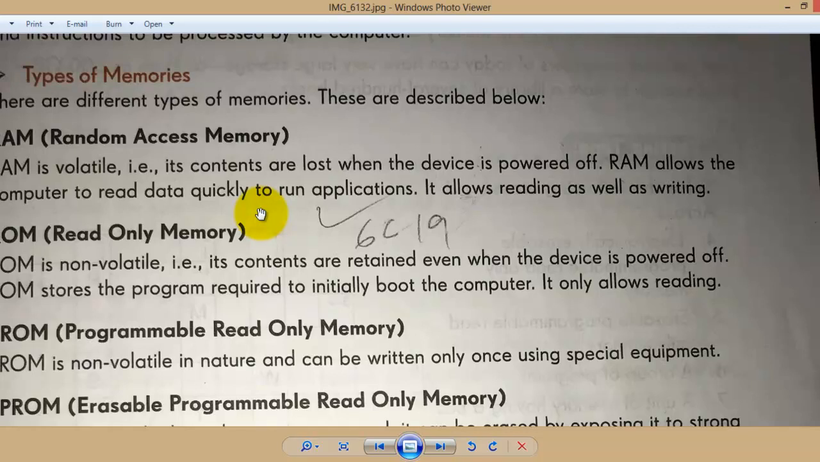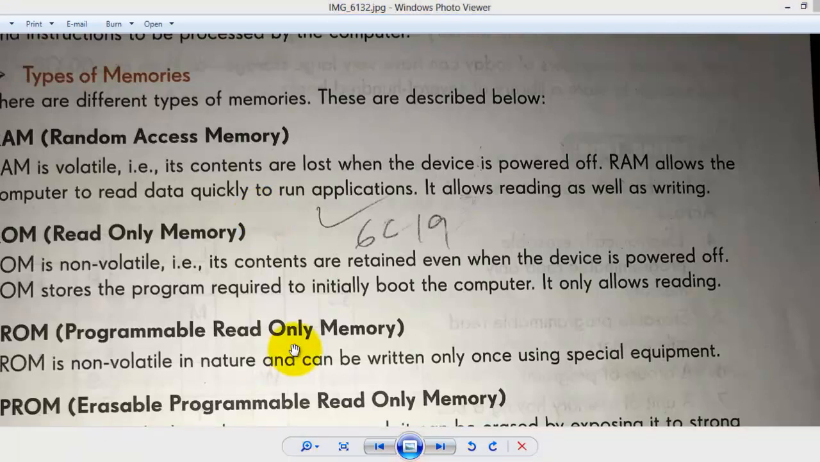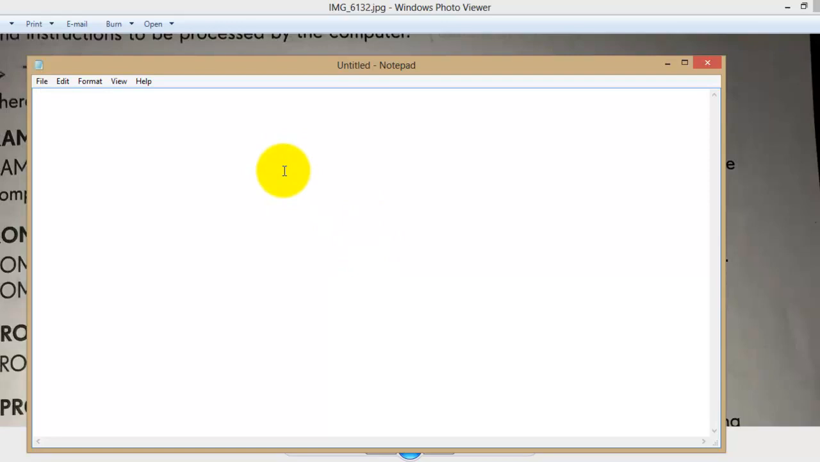These are described below. First one is RAM, random access memory. It is volatile in nature, that is, its contents are lost when the device is powered off. RAM allows the computer to read data quickly to run applications. It allows reading as well as writing. So look here, I'll give you an example. While you are working on a computer, let's open MS Word and all. So I'll open one notepad file. Okay, I've opened this file.